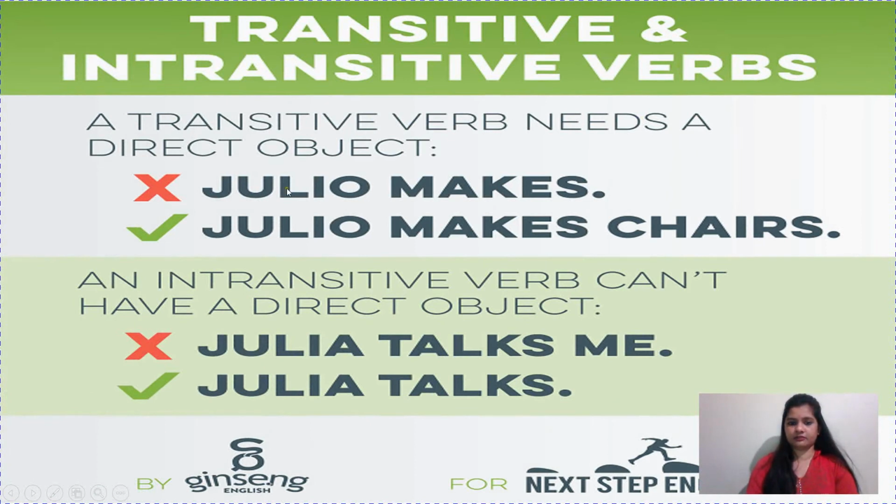Transitive or intransitive verb. Let us see more examples. A transitive verb needs a direct object, which we have already learned. Julio makes. It is incomplete. Julio makes what? So Julio makes chairs, Julio makes pencils, Julio makes art. An intransitive verb can't have a direct object. Suppose I am writing Julia talks me. So it is wrong. It is incorrect. You only have to write Julia talks.